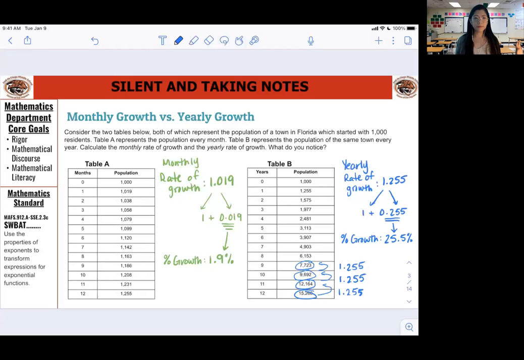So for any table, anytime you have to calculate that, that's exactly how you do it. You figure out what was added to 1, and that decimal becomes a percentage. So any other questions on how you get that percentage?